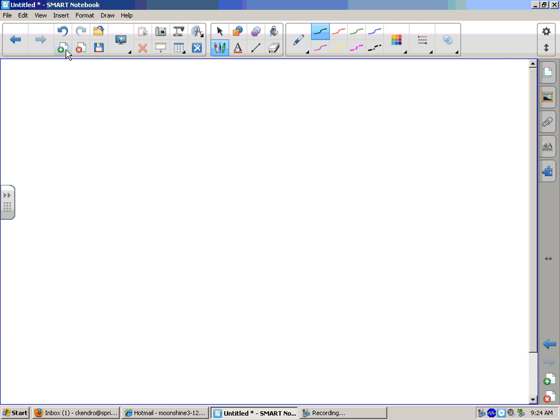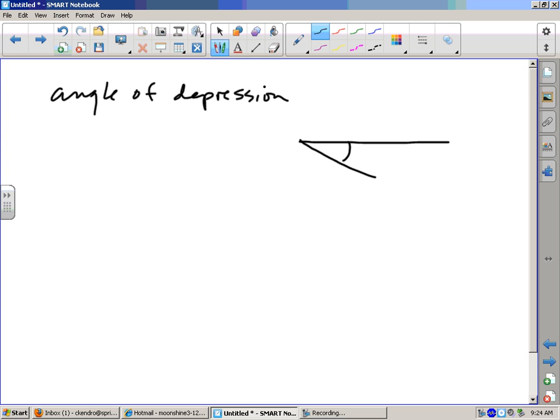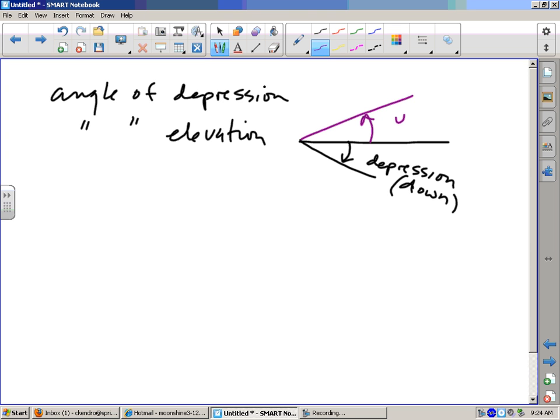All right, let's look at some other things here. Angle of depression is something you're going to need to know. And if I have a horizontal line, the angle of depression is the one down from the horizontal. Depression is down from the horizontal. If you have angle of elevation, that is up from the horizontal. Okay, up is elevation. But you always have to remember it's from the horizontal line, otherwise that can get a little bit tricky.